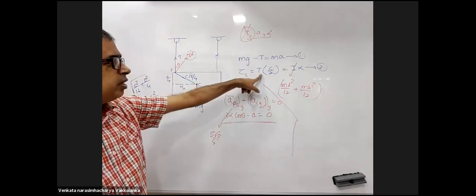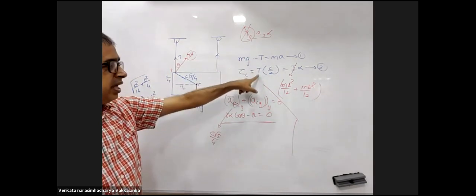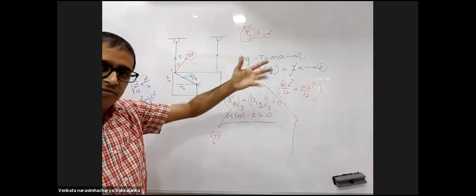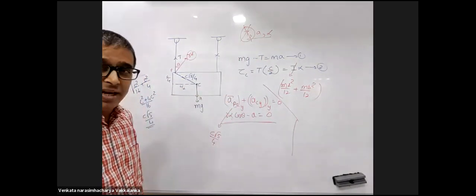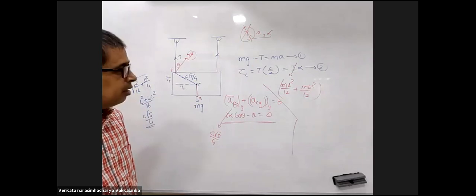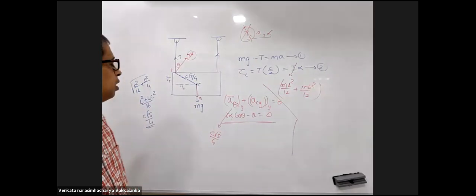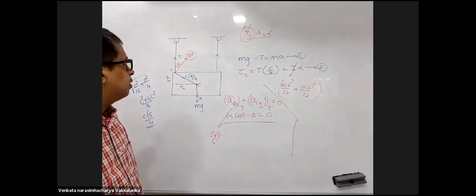Now from these two equations, if I can eliminate t and get a and alpha, we are okay with it. But the two equations have three variables, t, a and alpha. So we can't take 2t equal to mg considering the equilibrium position.